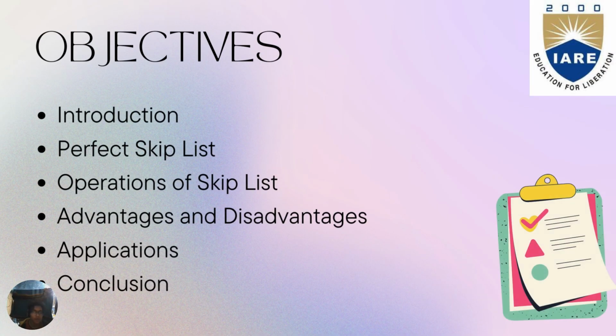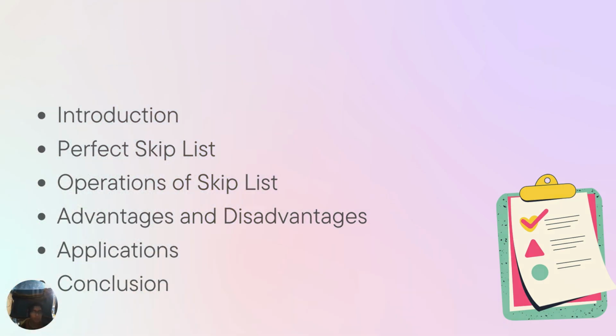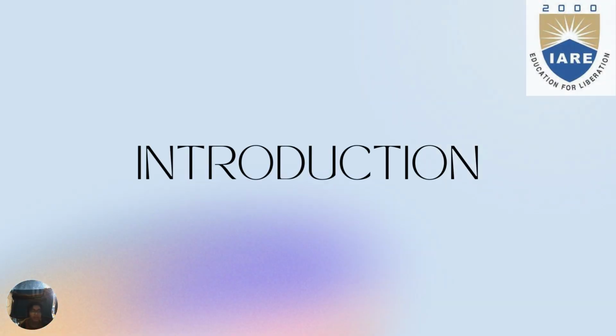Objectives. First, we will introduce ourselves to what actually is a skip list. Then we will try to understand the perfect skip list and iteration of skip list. Then we will focus on the operations of skip list. After that, advantages and disadvantages regarding skip list, applications, and finally the conclusion. Let's start with the introduction.